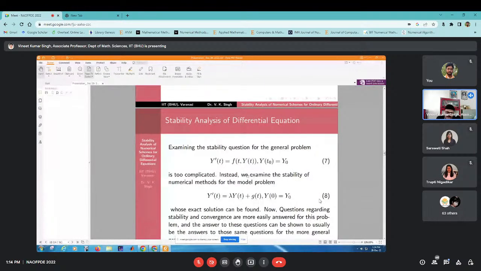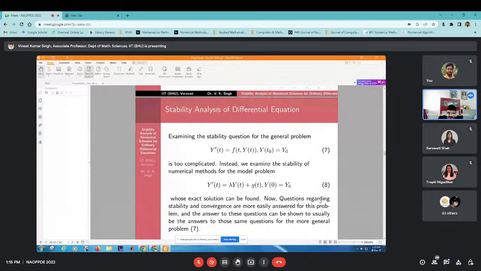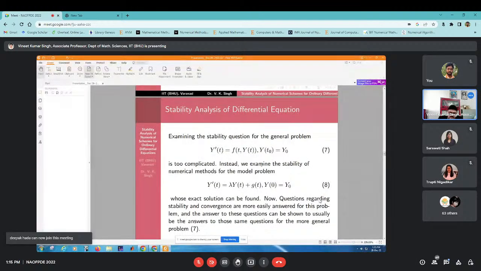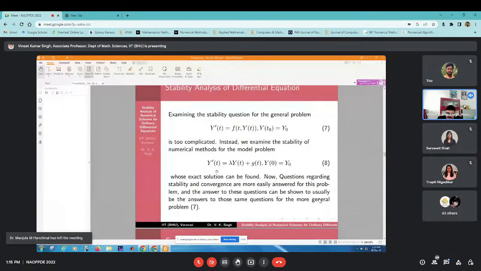So I told you that this is the second step of my talk, the stability analysis of the differential equation. In this slide, I have taken one simple first order differential equation, equation number 7, which is an initial value problem. Finding the solution of problem 7 is sometimes really complicated. So that's why we have taken here a simpler form, written as equation number 8. Equation number 8 is the special case of equation number 7, when f of t, y of t is written in the form lambda y of t plus g of t.